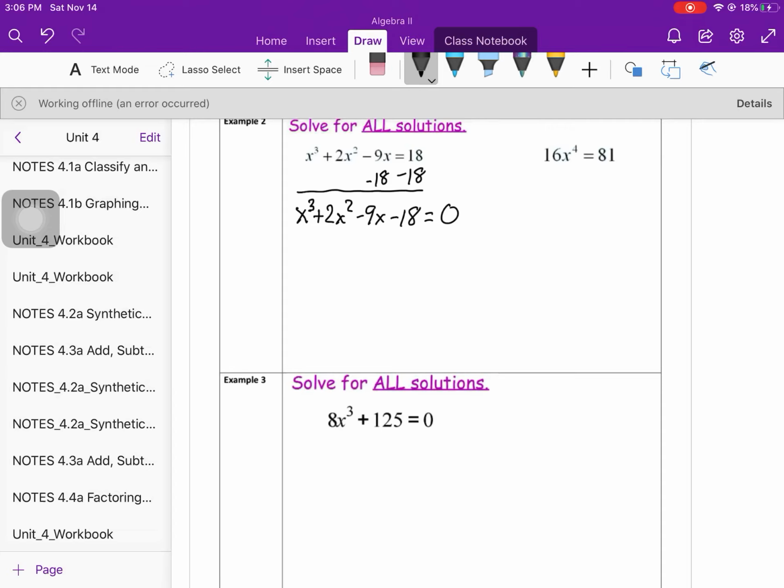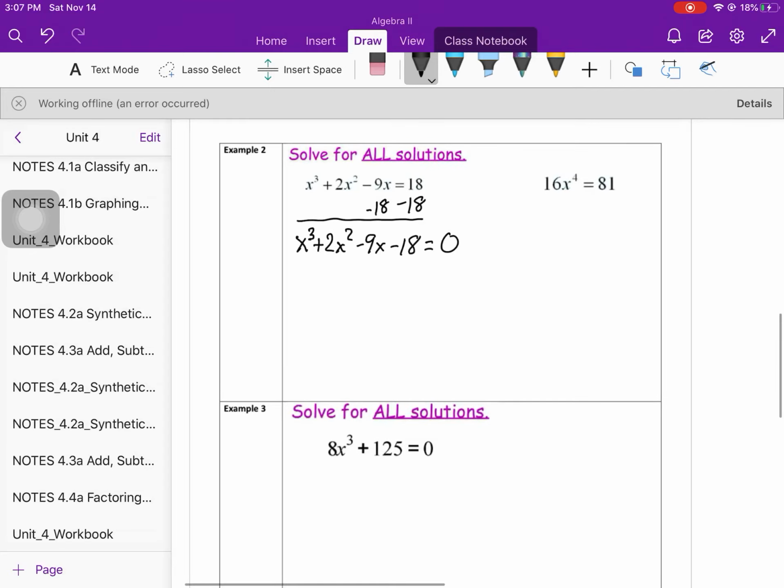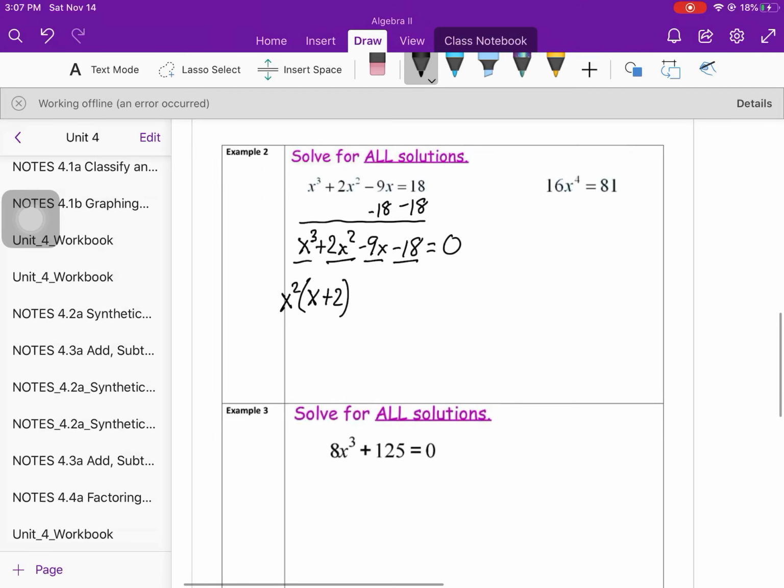X cubed plus 2x squared minus 9x minus 18, that is a cubic equation. So we can't just jump to conclusions here. You can't use the quadratic formula or anything like that. But if you notice, this is just like what we were doing in the last video. So we can factor by grouping. So let's take out an x squared to start. Look at the first 2 terms. We get x plus 2. Then we look at the last 2 terms. We can take out a negative 9, and that's also going to give us x plus 2.